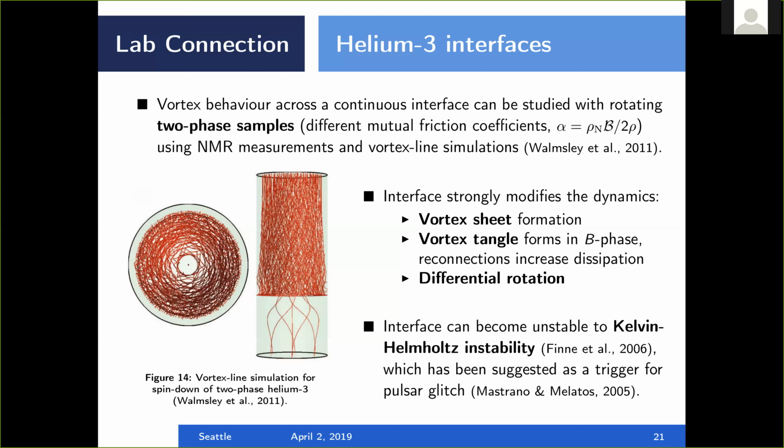And the only neutron star astrophysics application that this whole system has ever seen is by Alpha, Mastrano and Melatos. I don't think we talked about that last week, right? Yeah. They suggested that by having this transfer of circulation across the interface, you can actually remove vortices and unpin them. So they suggested that would be a way to trigger the glitch.